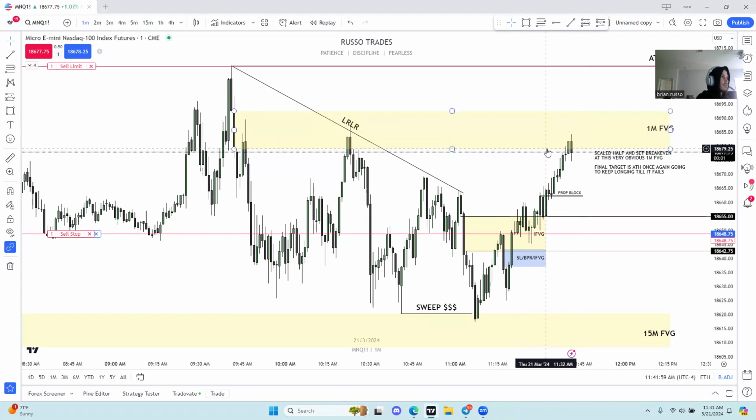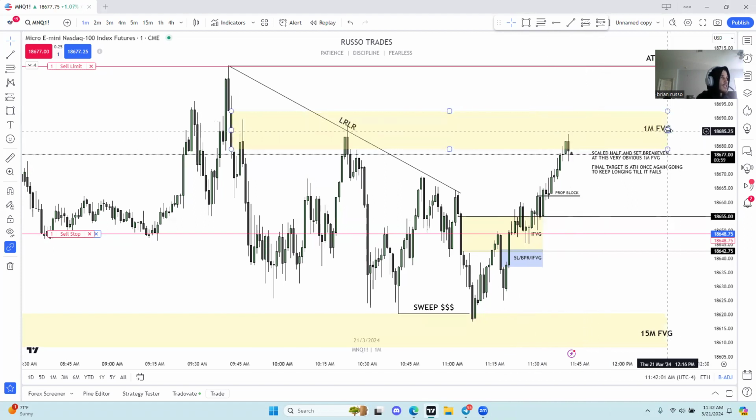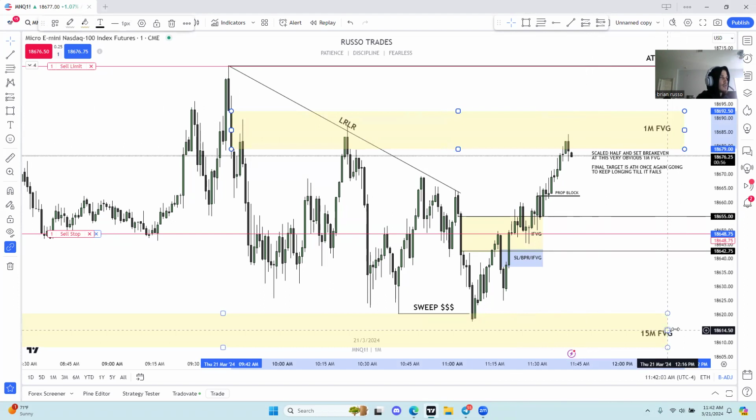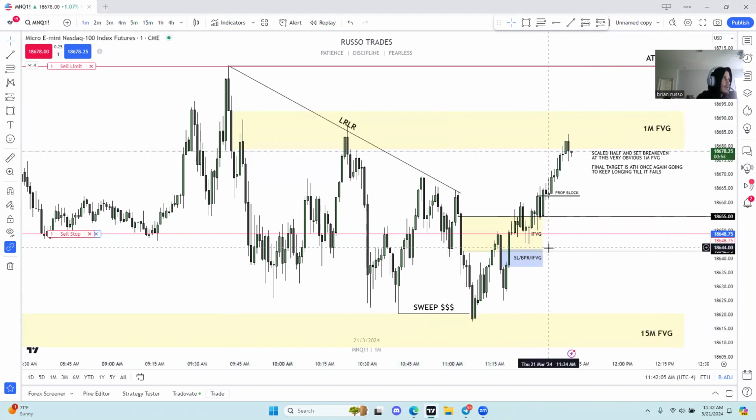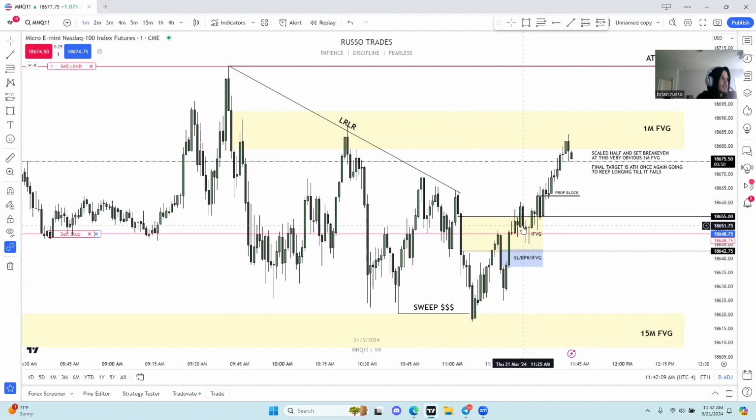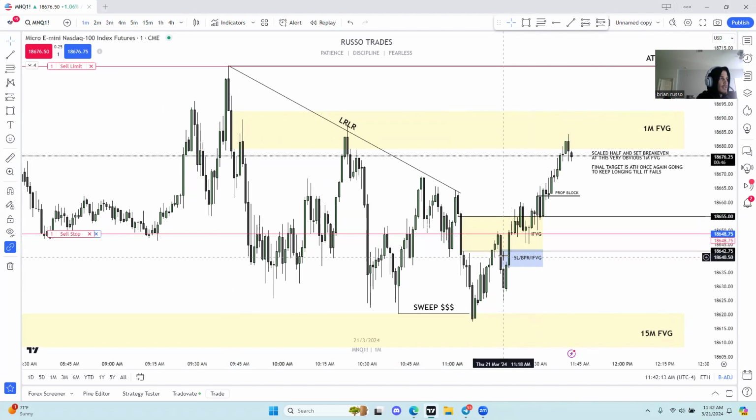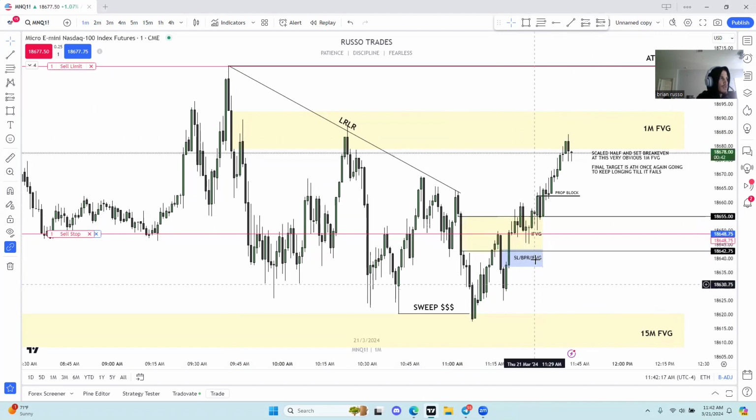But I scaled half here because I don't know if we're gonna reject this 1 minute fair value gap. So that was kind of my idea behind that. Also, when we inverse this, yeah, it got a little bit not the greatest in here, but really it was just coming back to test this BPR. So my stop loss was this BPR, because if that broke, I know we would have dumped.